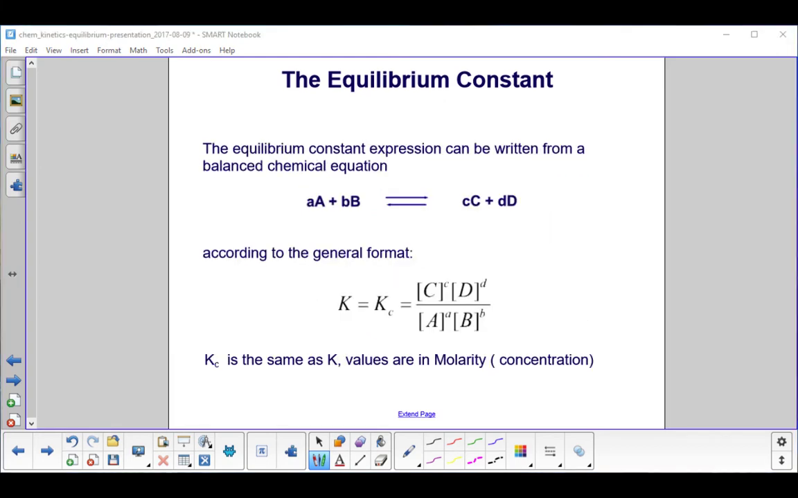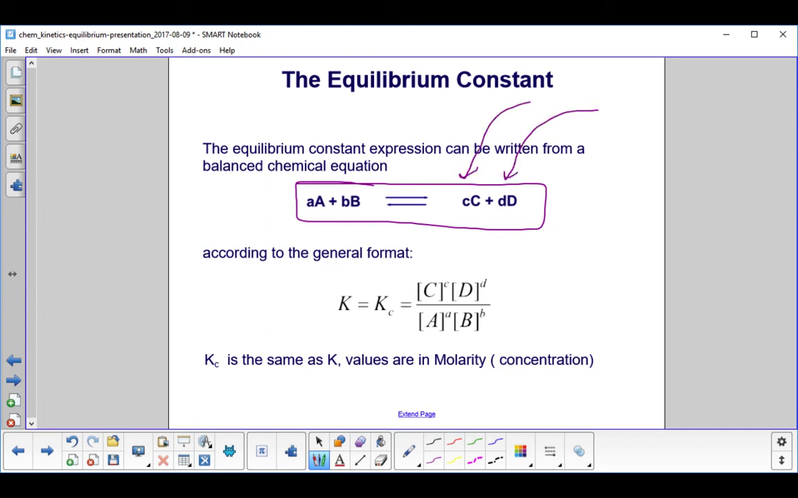The equilibrium constant expression can be written from a balanced chemical equation. And unlike when we did the kinetics in the last few chapters, now we do take into account the coefficients of each element. So our general format is equilibrium constant will equal a concentration of C raised to its coefficient times concentration of D raised to its coefficient divided by the two reactants. The values are in molarity, concentration.